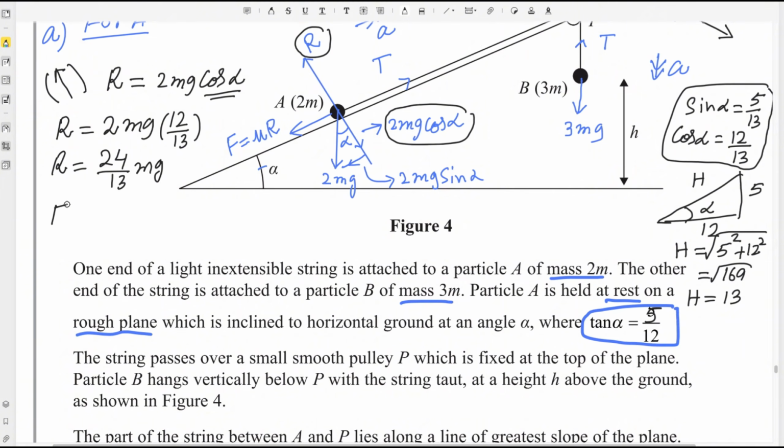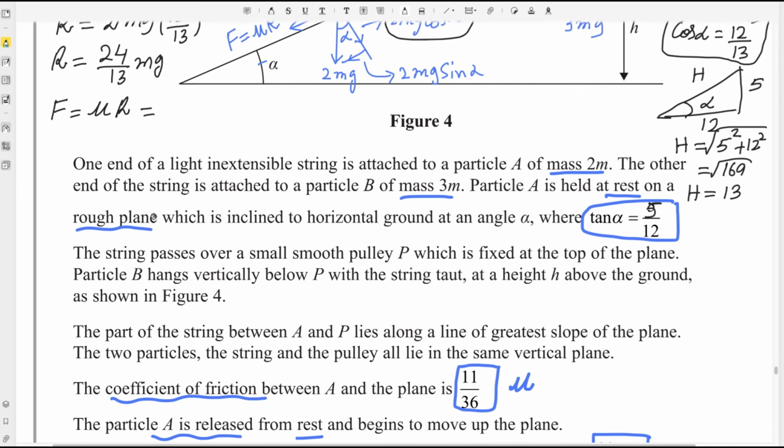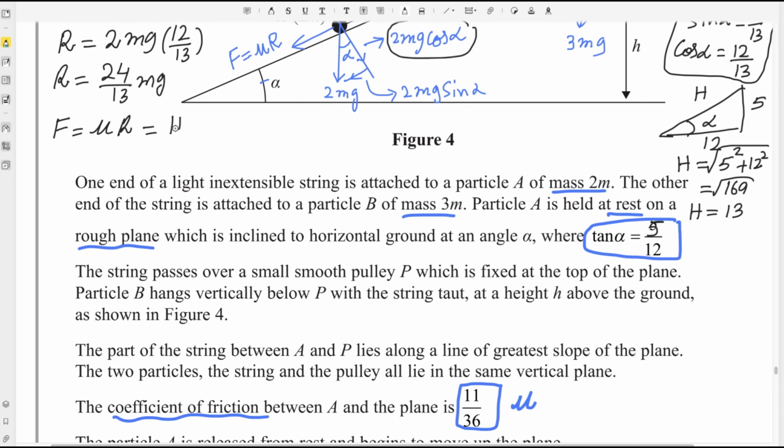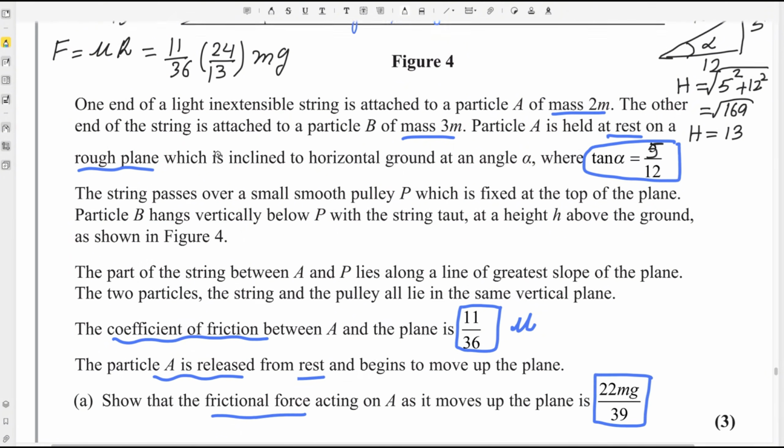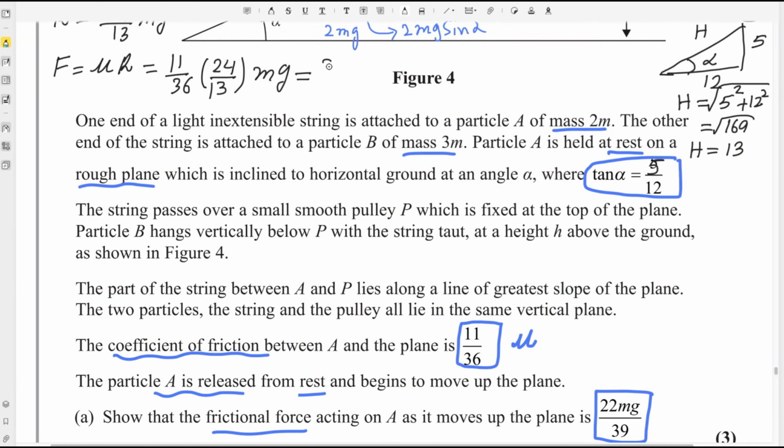And you know that f max is always equal to mu r. So plug in the value of mu and r. Mu is already there, that is 11 over 36. Okay, this is the value of mu, and now plug in the value of r, that is 24 over 13 mg. So solve these two fractions by using a calculator. For sure your calculator will give you this answer, that is 22 mg over 39. mg we will keep as is and solve these two fractions by using a calculator. So it is as required. So the force of friction, we proved that it is equal to 22 over 39 mg. So this is the answer for the first part of this question.